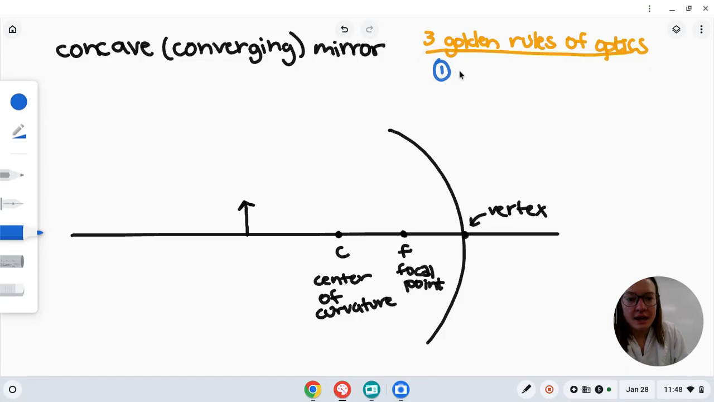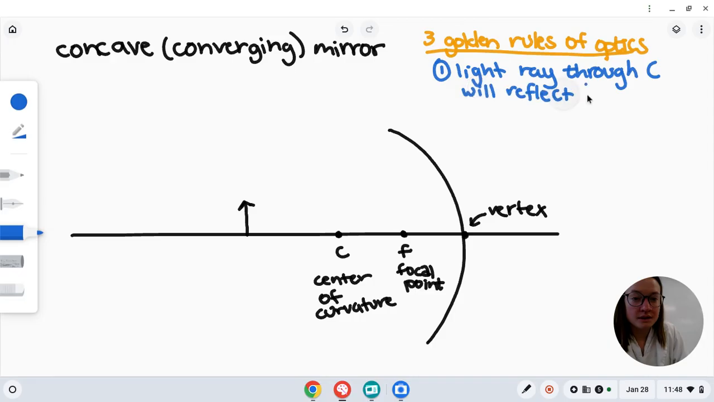A light ray through the center of curvature will reflect back on itself.